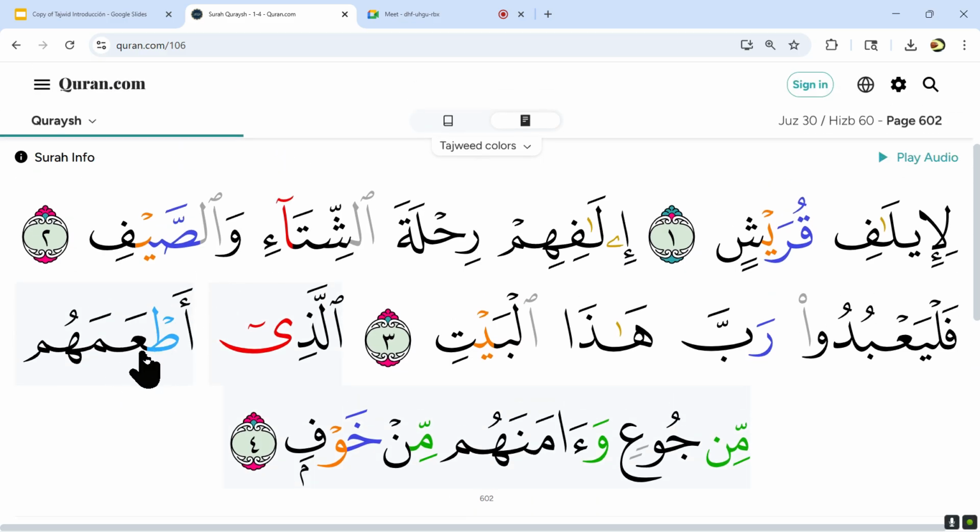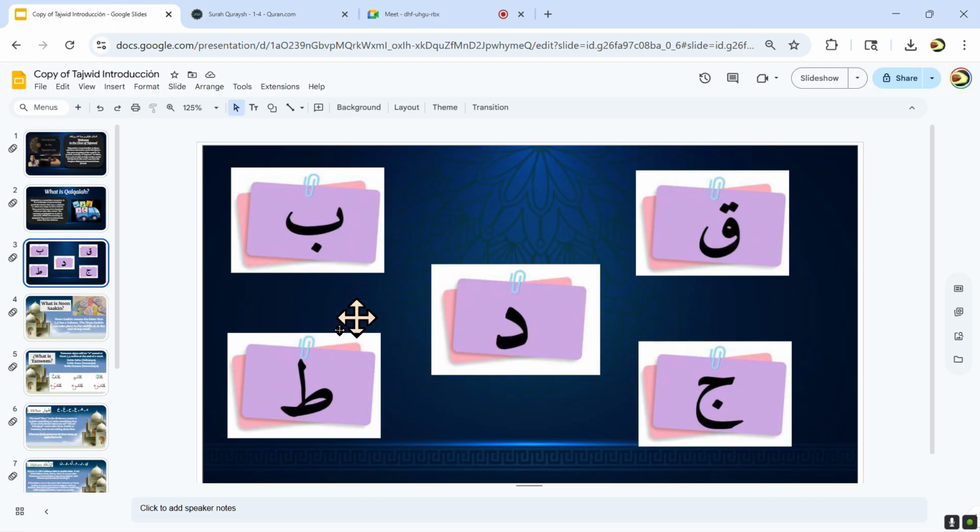So, do you need another example with the ta, or we're good? I'm gonna do it with and without. I'm gonna do it without first. Without, it would sound like at'amahum. With, it would sound like at'amahum. Nice. It creates a short ta. Okay. Nice. Cool. So that's Qalqalah.